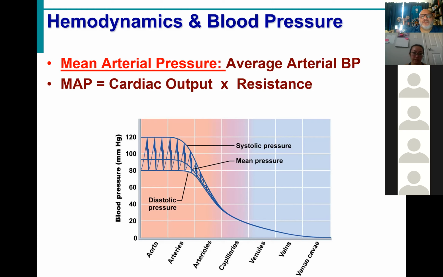All you need to know is your cardiac output, and you multiply that times the total resistance of all of the blood vessels in your body. Now, how do you calculate cardiac output again? Heart rate, stroke volume. Excellent.